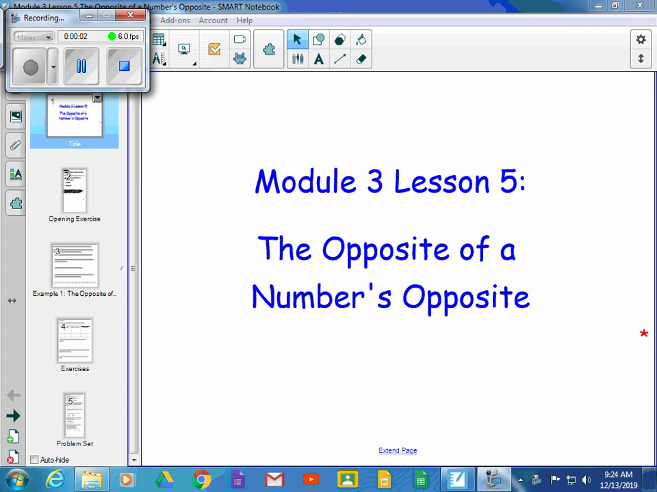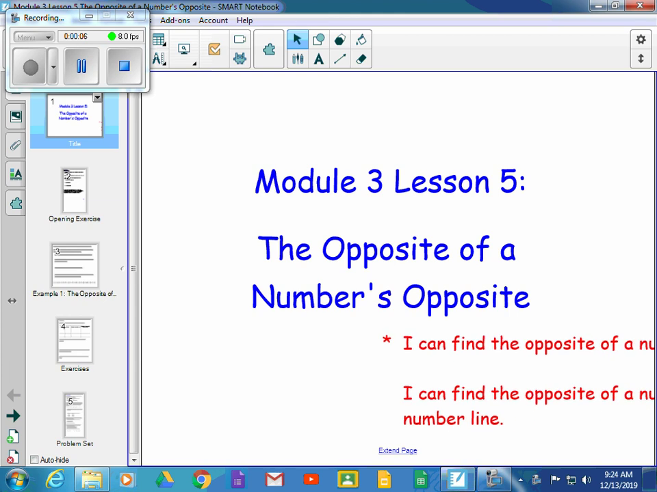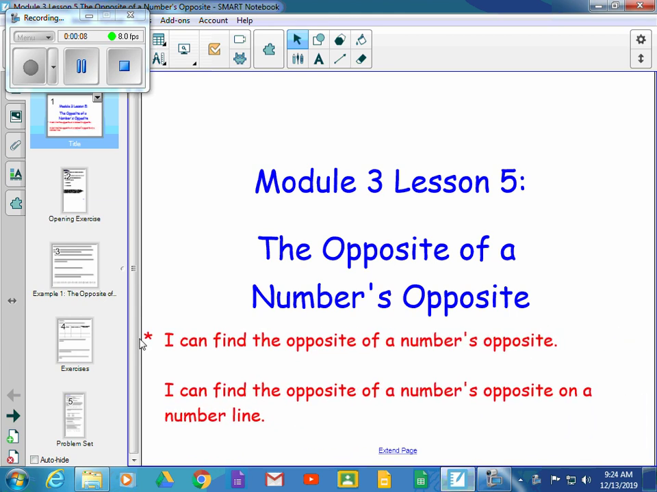This is Module 3, Lesson 5, titled The Opposite of a Number's Opposite. The goals of this lesson are: I can find the opposite of a number's opposite, and I can find the opposite of a number's opposite on a number line.